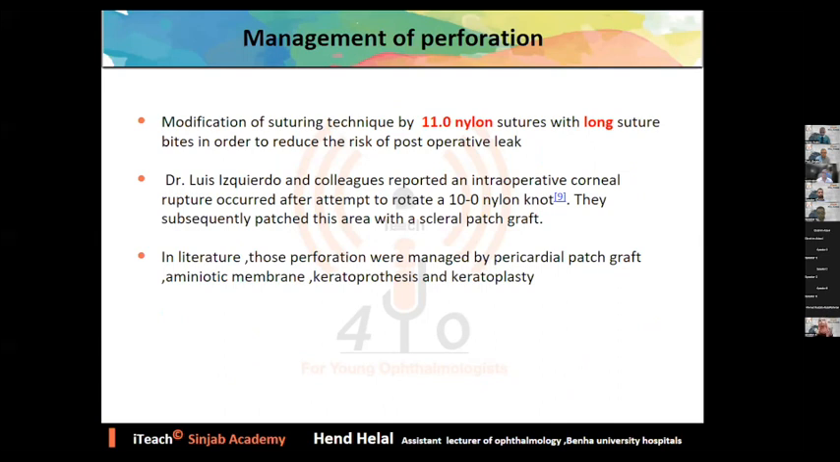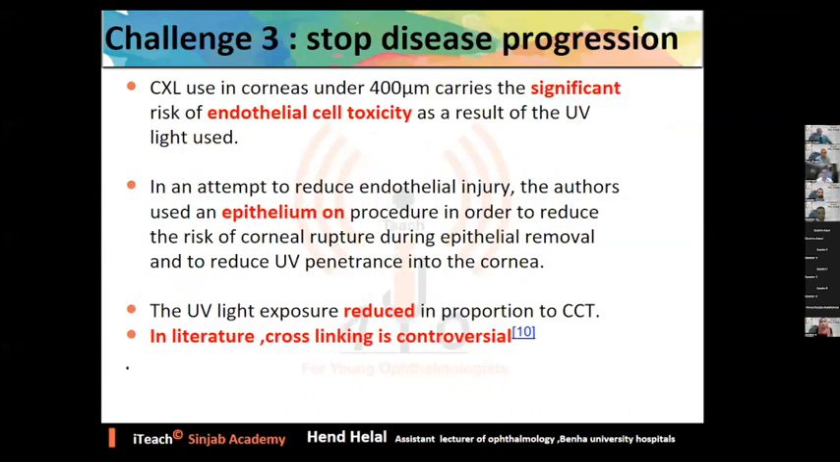What about progression? Brittle cornea syndrome, like any ectatic disease, is a progressive disease like keratoconus, treated by crosslinking. But crosslinking used in corneas under 400 micron carries risk of significant endothelial cell toxicity. So some authors recommend using the epi-on technique, but unfortunately in the literature, crosslinking is still controversial. Why? They reported cases that even with use of the technique, underwent corneal rupture.